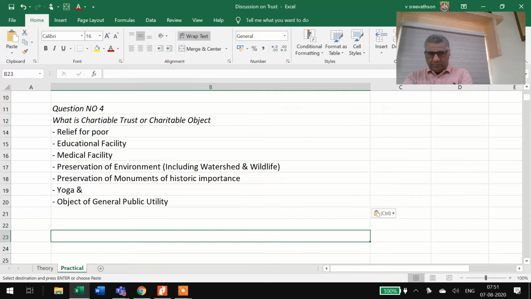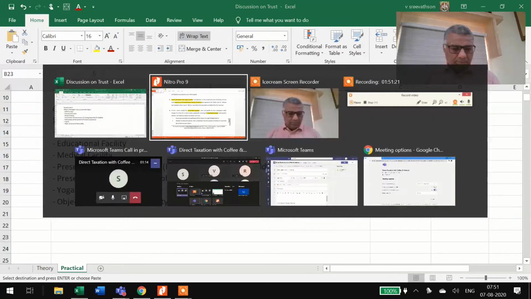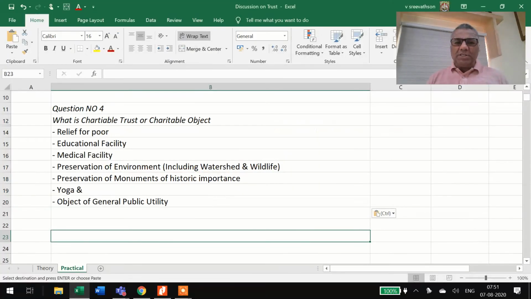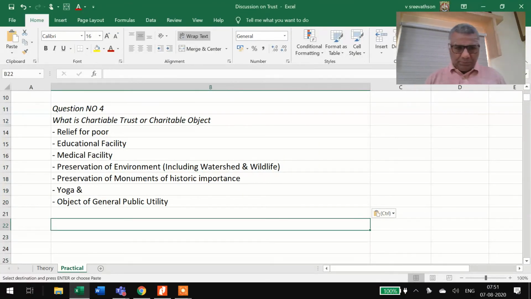Sir, under section 10(23C), what will be the quantum of exemption, sir? Yeah, I'll come to that. I understand your question. I'll come to that. Hence, examine whether the following objects constitute part of it: rural reconstruction and upliftment of masses through cottage industry.